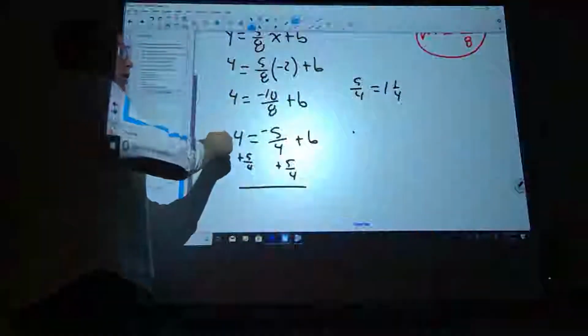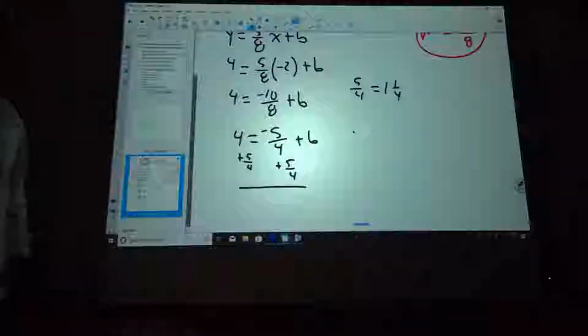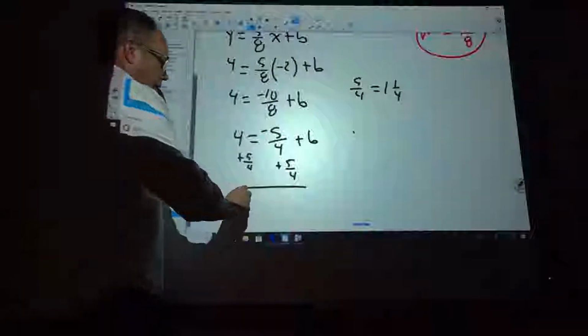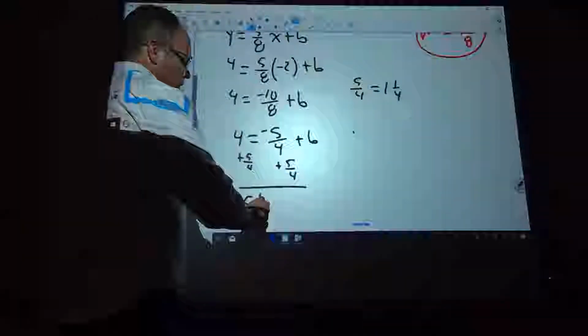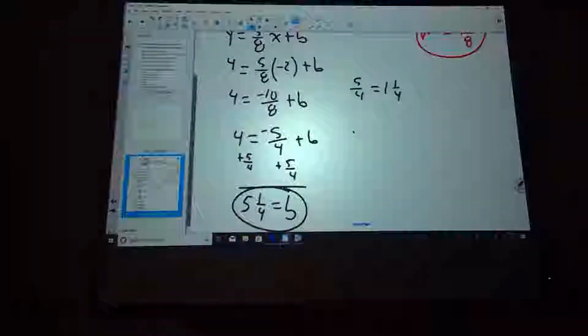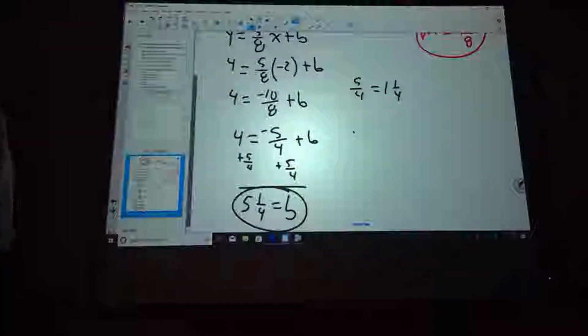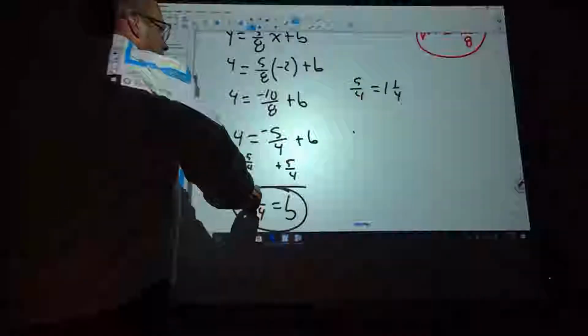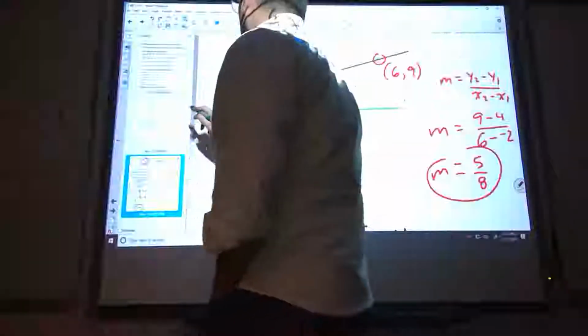So if I add 1 1/4 to 4, what do I get? 5 1/4. There you go. So guess what I just found right here? B. Y-intercept, right? B value. So again, I'm going to take that B value, 5 1/4.